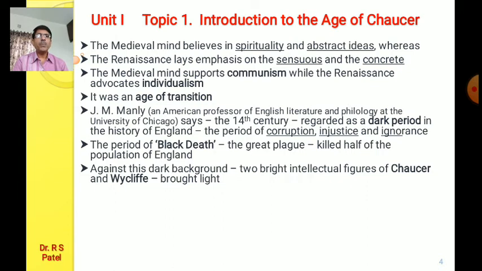So half of the population was greatly affected, meaning they died because of this disease named plague, and this event greatly affected the social as well as political and economical aspects of the European community, and that affected literature ultimately, and that we are going to see in the later points we are going to discuss.